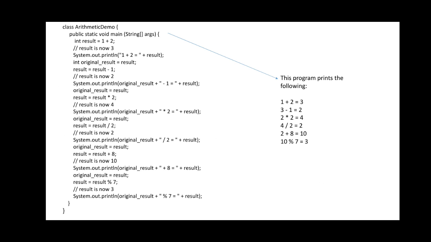Then result is equals to result minus 1. What result do you get? Already you have added two numbers and stored them in result, so 3 will be there. 3 minus 1 means you store 2 within result. Next you define another value, original result is equal to result. Now you have the result as 2, and you store that value in another variable. So result is equals to result into 2. What is result into 2? 2 into 2. Now you have the result as 4.